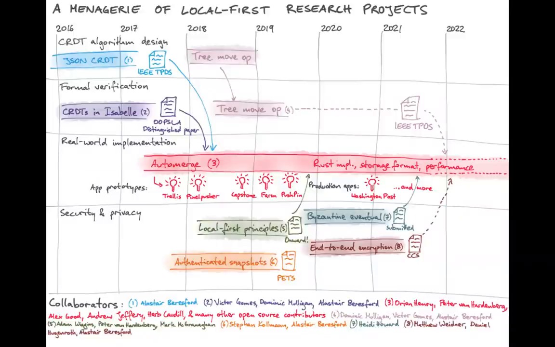I then did some work with Matthew Weidner and Daniel Hugenroth and Alistair on end-to-end encryption for CRDTs. This is something we had sort of talked about for a long time, but hadn't actually got around to really working on actively for a long time. And so here we developed a key agreement protocol, which has the crucial property of being decentralized. So a lot of existing work on secure messaging has the problem that actually it assumes that all of your communication goes through a single central server, which is exactly the sort of centralized infrastructure that we've been trying to get away from with CRDTs.